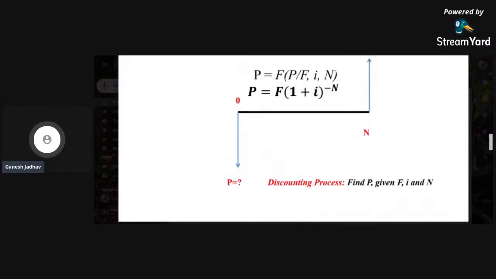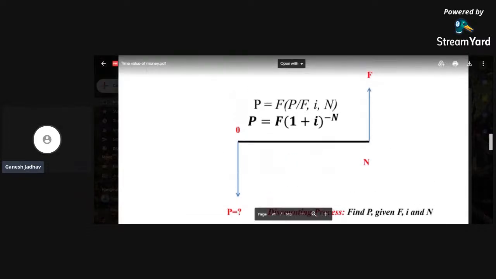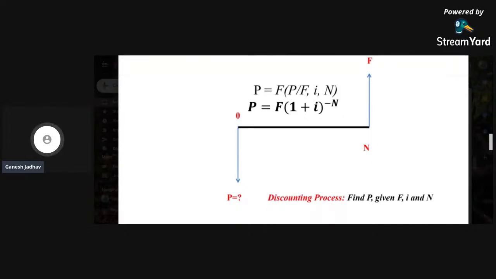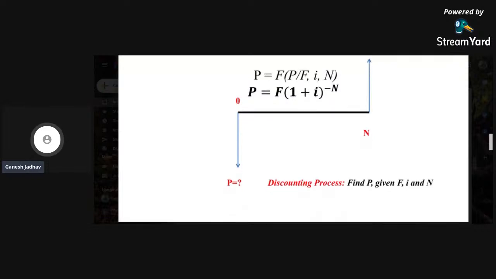So firstly you know the value of F, then the interest, and as per your cash flow from F, then n, then 0, and then P. So this is the discounting process. So what is the discounting process? Finding P whenever F, i and n are given.